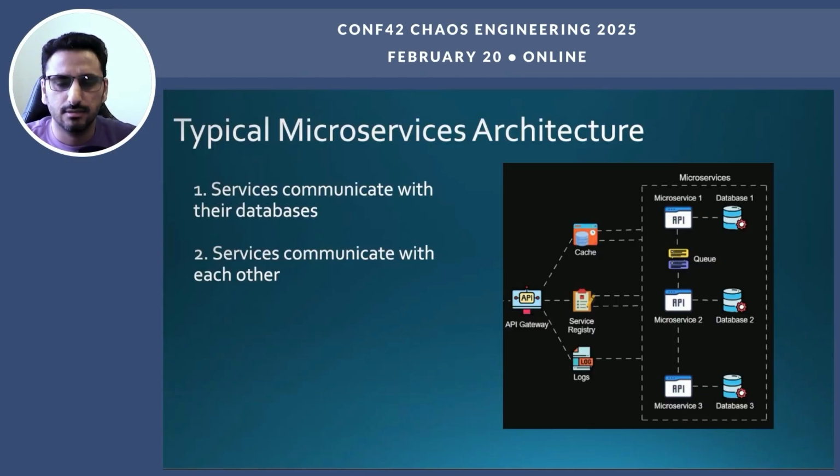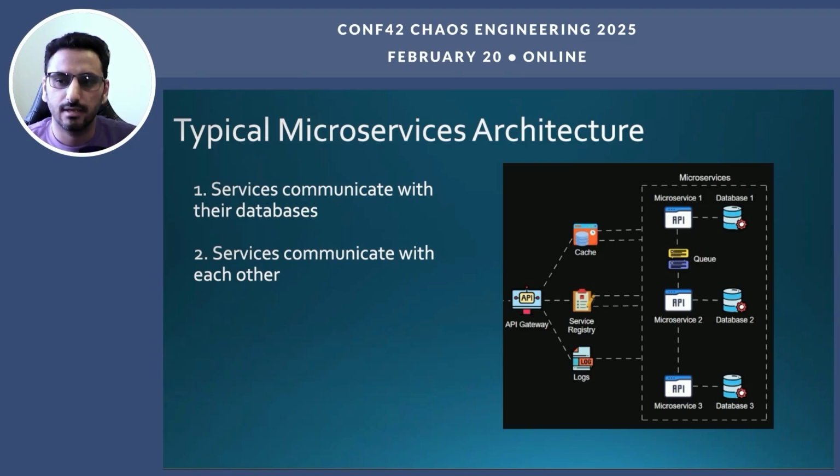First, let's look at the typical microservice architecture. As we can see in the diagram, we have multiple microservices, and each microservice has a dependency. The two main dependencies for a microservice are the databases and other microservices. So for instance, in this diagram, we have microservice 1, which is dependent on database 1, and it is also communicating with microservice 2 via a queue.